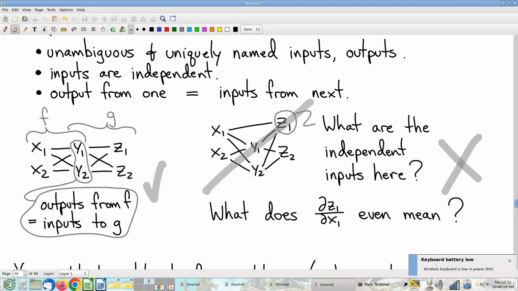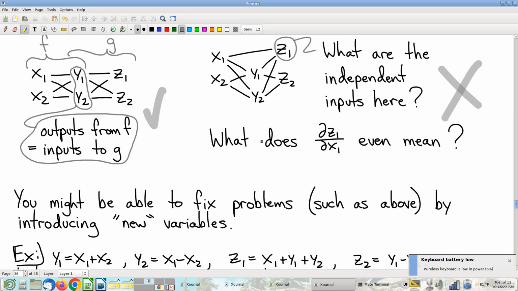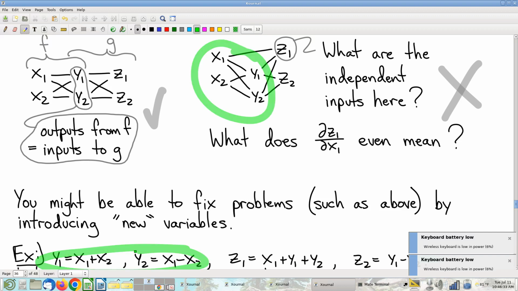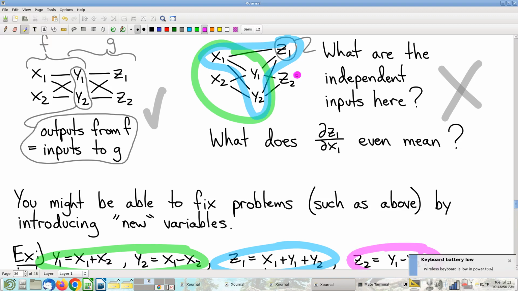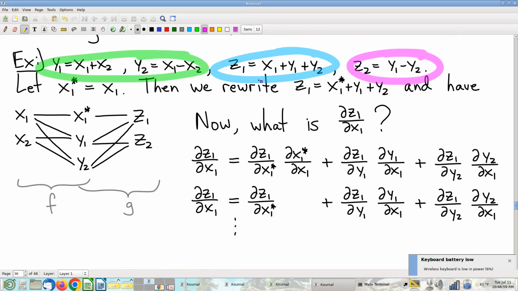Okay, now good news, there's an easy fix in this case, and I will point out the easy fix in this example down here. Notice y1 and y2 are functions of x1 and x2, just like in this example. And z1 is a function of, it seems, x1, y1, and y2. And z2 is a function of just y1 and y2. So this diagram, whatever it represents, is actually what would come up with these equations.